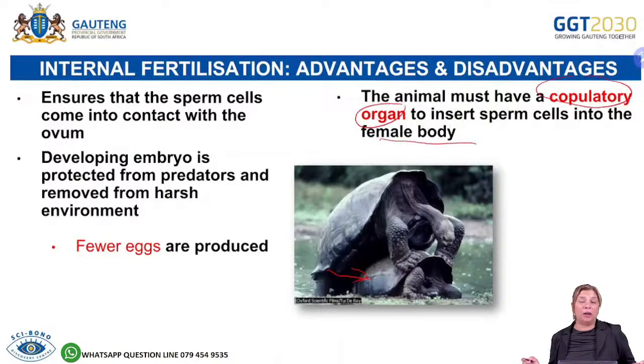But the good thing about internal fertilization is that it can take place anywhere. It can take place in the desert, it can take place in Antarctica, it can take place anywhere. So that is the advantage of internal fertilization. And then fewer eggs are produced, because there's very minimal risk involved here.